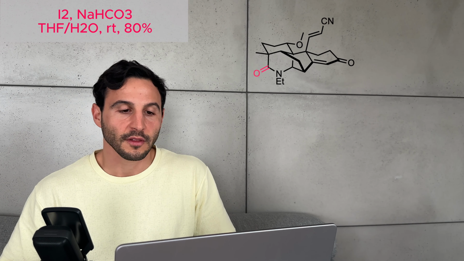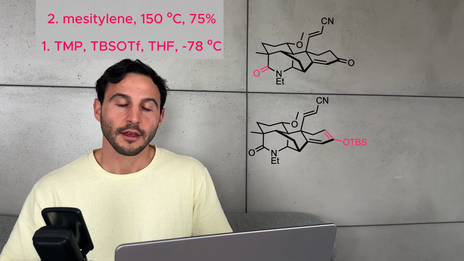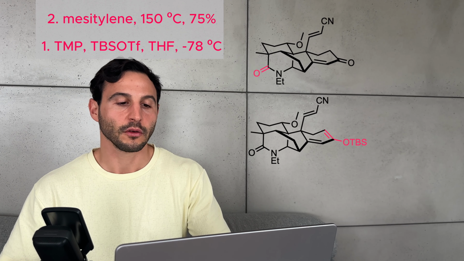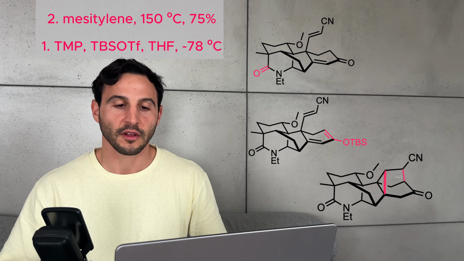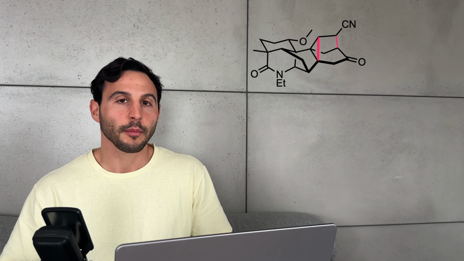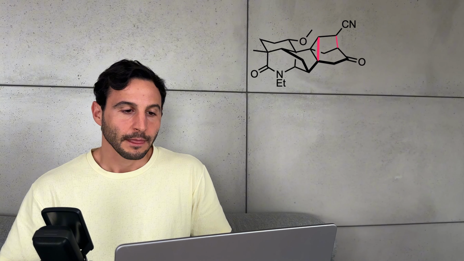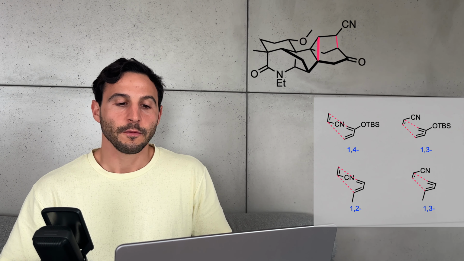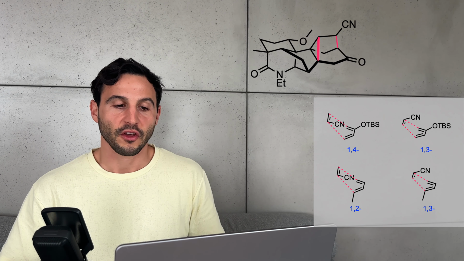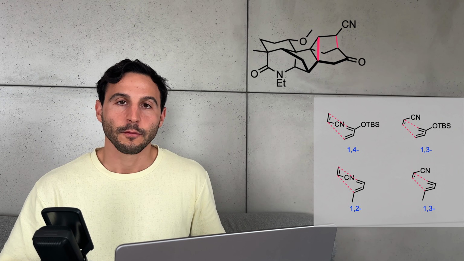The enone gives rise to the enol silane with TMP and TBS triflate. Heating the reaction to 150°C promotes the intramolecular Diels-Alder reaction to deliver the heptacyclic product upon acidic workup. Interestingly, the regioselectivity in this transformation is opposite to what would typically be expected. In Diels-Alder reactions, the regioselectivity usually follows the ortho-para rule. The regioisomers obtained are predominantly the 1,2 and the 1,4 products, rather than the 1,3 products seen here.